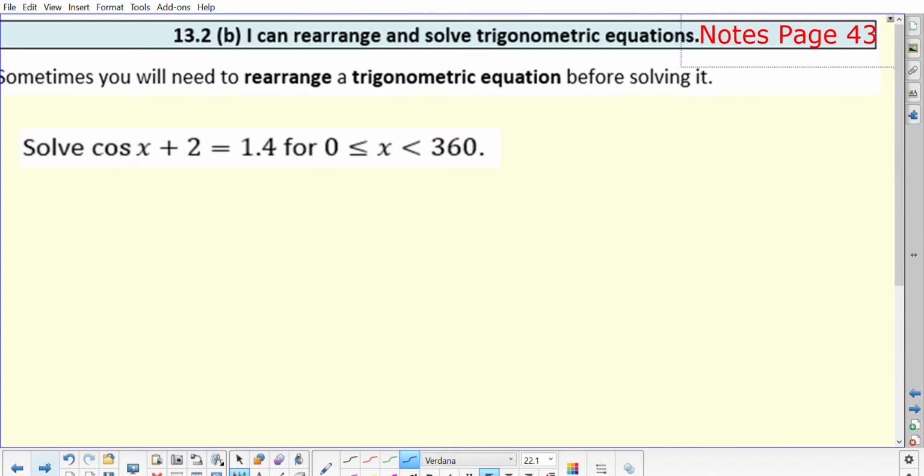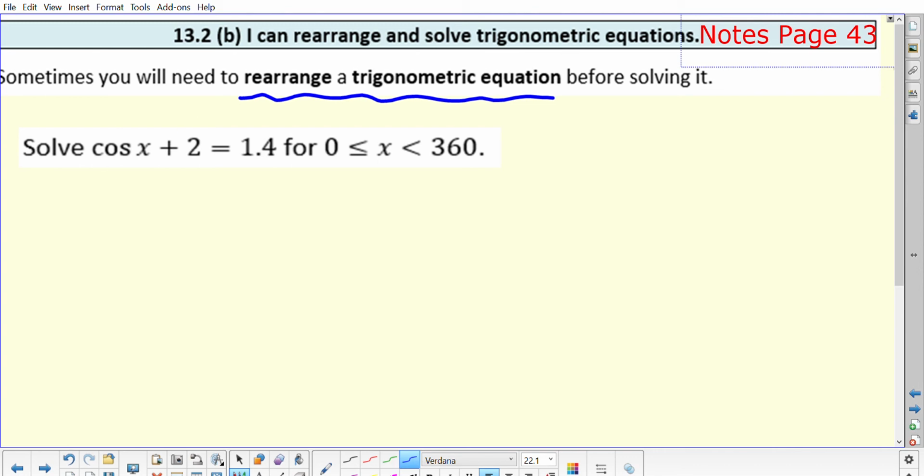Now, in the two examples we've looked at so far, you were given sin x equals or cos x equals a value. However, what's more common, and what you're more likely to meet in the exam, is that you will sometimes need to rearrange the trig equation in the same way that you would with ordinary equations. So when you have things like x plus 2 equals a number, you subtract the 2, so it's the same idea here.